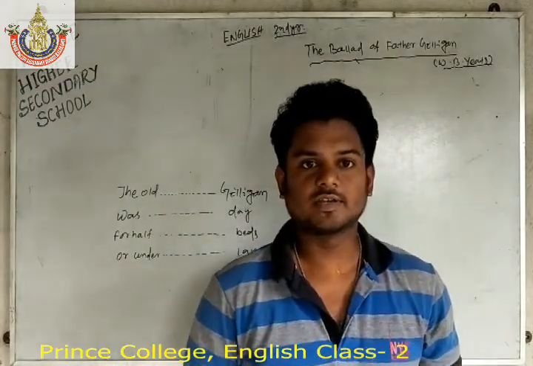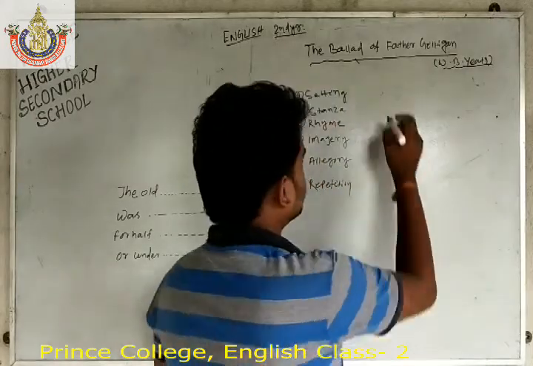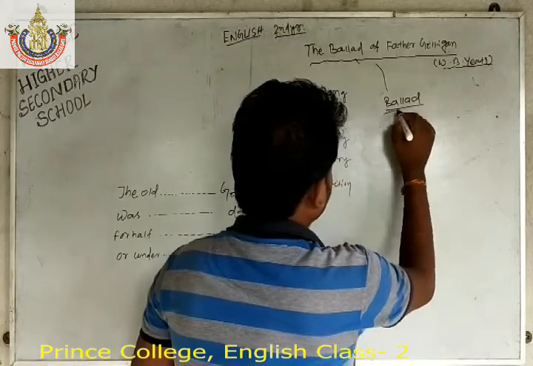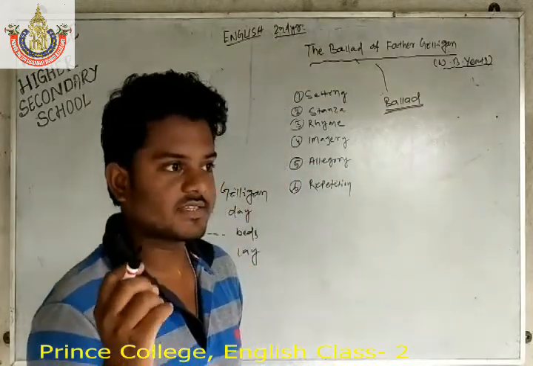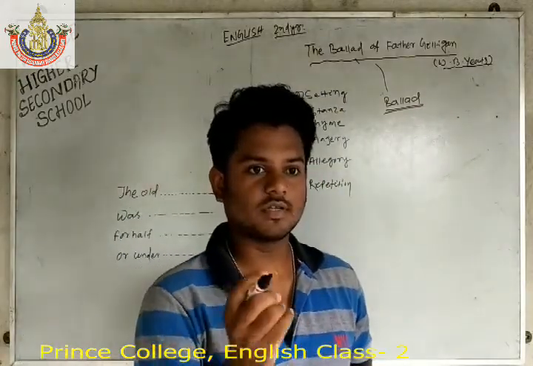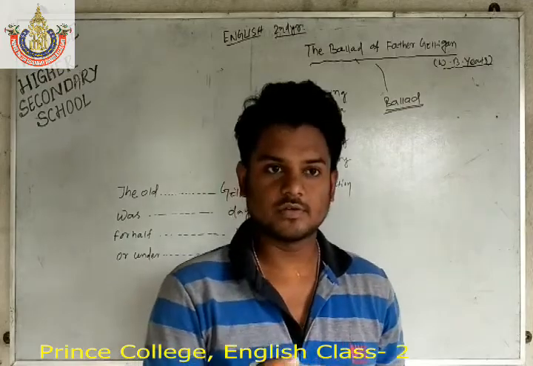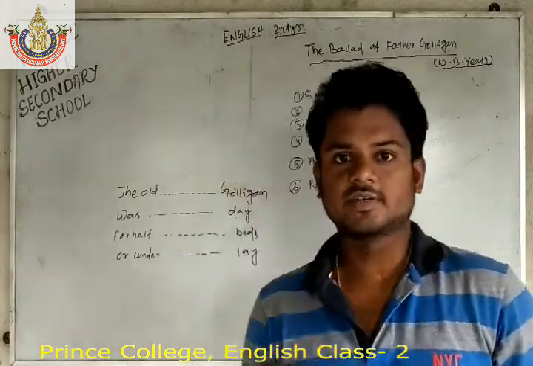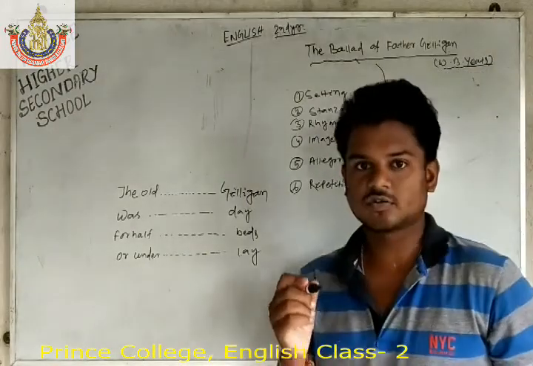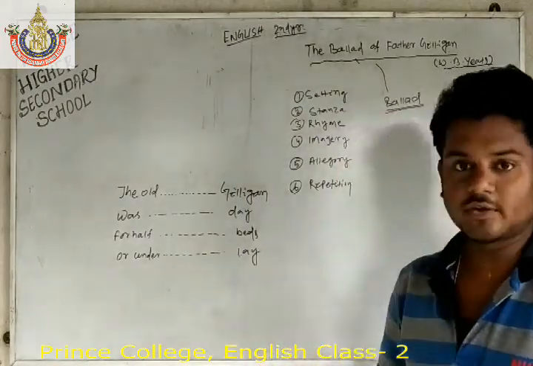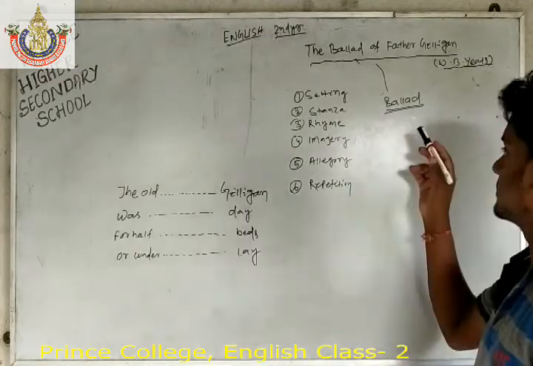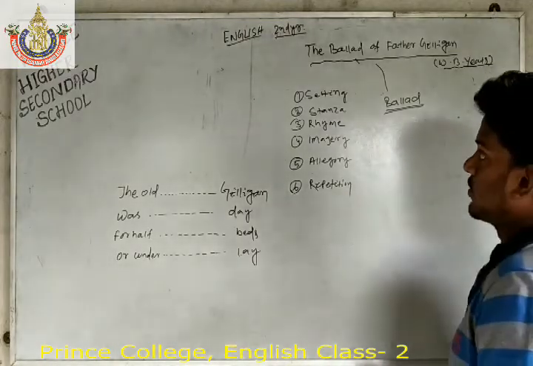The Ballad of Father Gilligan is simply a ballad. A ballad tells a story about a hero, about an adventure, about a specific event in a rhyming scheme, in short stanzas. That means 10 to 12 or 5 to 6 stanzas. That is called a ballad.